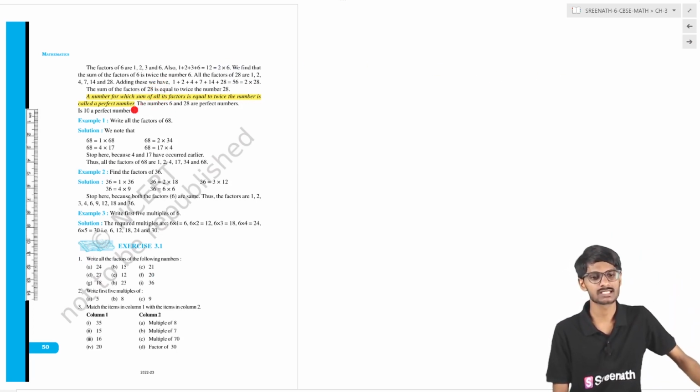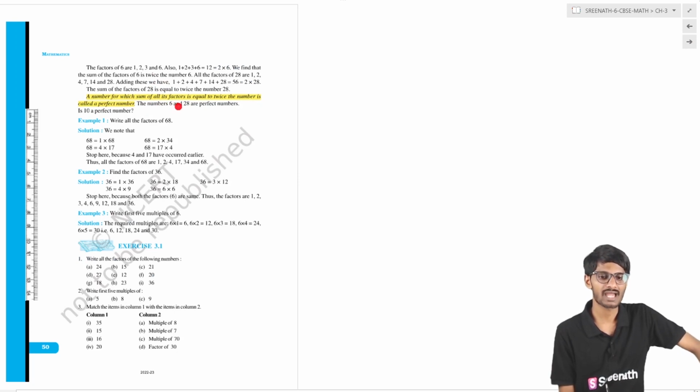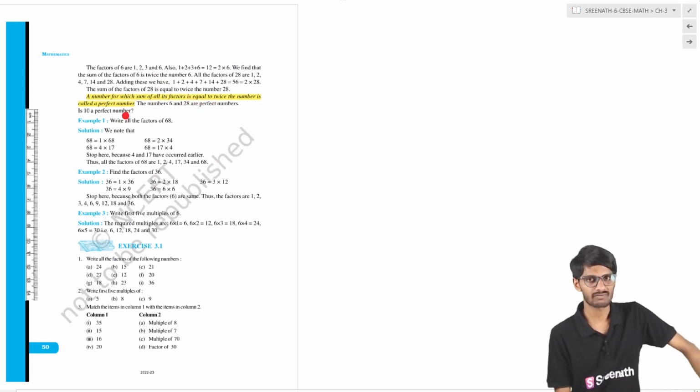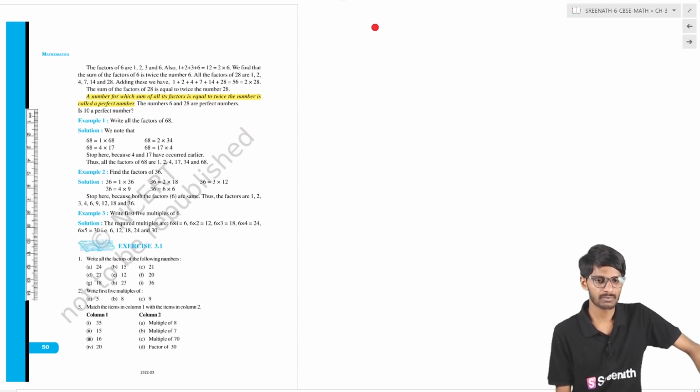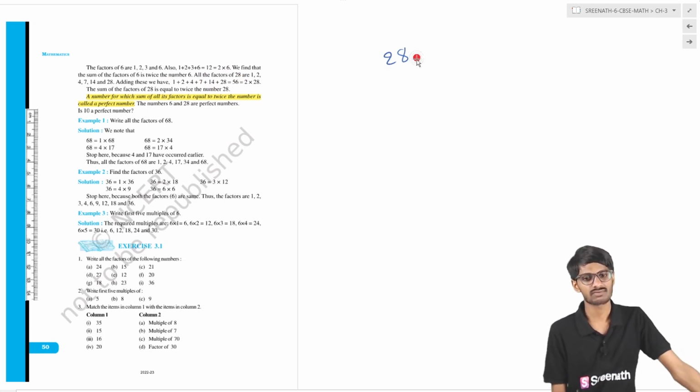And one more thing is, a number for which the sum of all its factors is equal to twice the number is called a perfect number. Suppose we take a number, 28. What are the factors for 28?